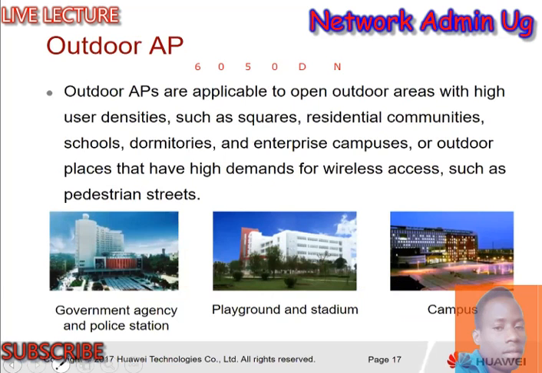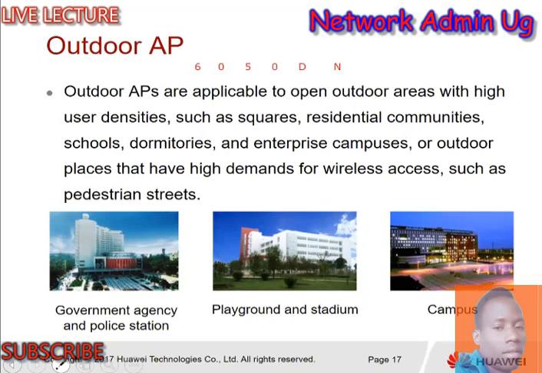For outdoor, there are government agencies like the police. I haven't seen Uganda police implementing wireless networks in its centers, or maybe I haven't visited that many. The people who have been there will tell me whether you have free Wi-Fi at these police stations. People will be telling me about that.